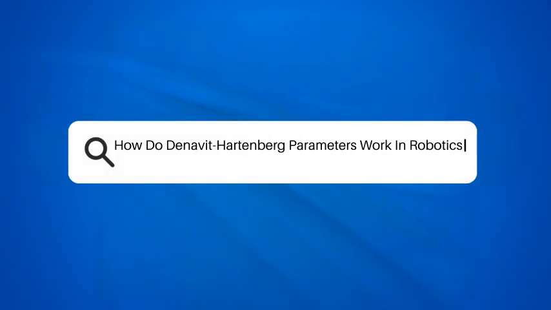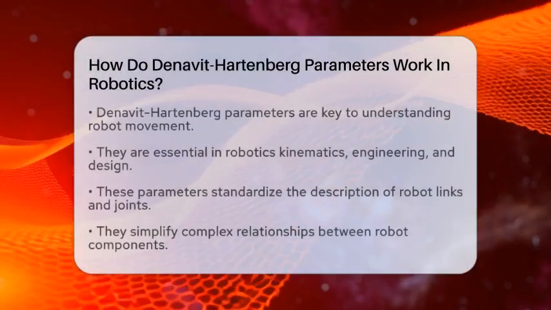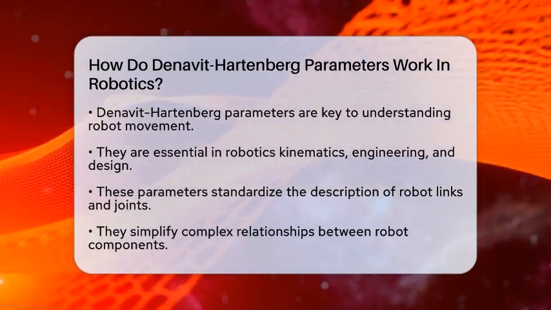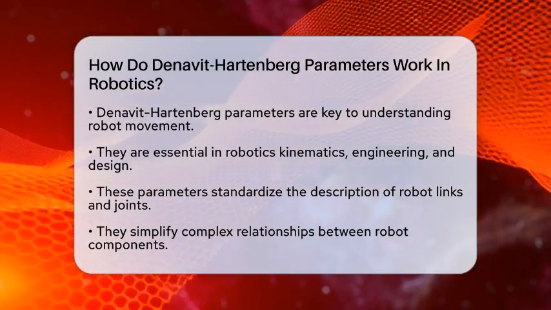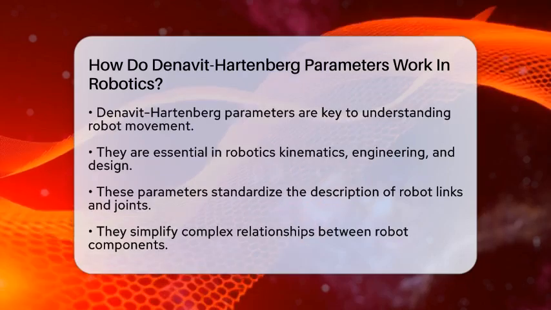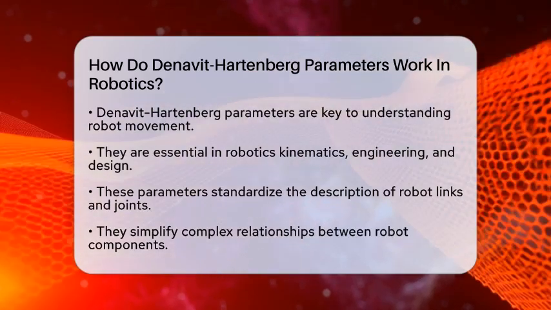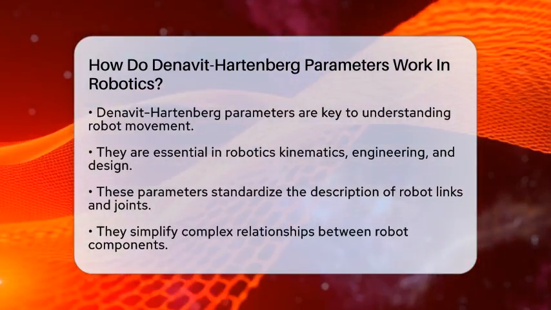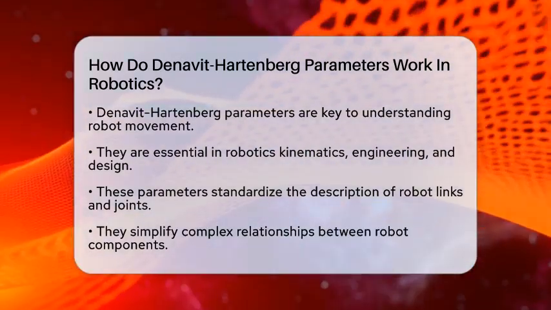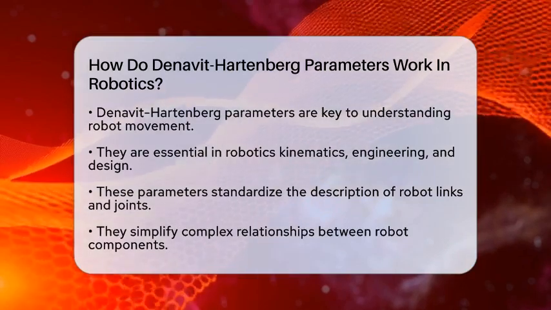How do Denavit-Hartenberg parameters work in robotics? Have you ever wondered how robots know where to move their arms and legs with precision? The answer lies in something called Denavit-Hartenberg parameters. These parameters are essential in the field of robotics, especially when it comes to robot kinematics, robotics engineering and development, and robot design and mechanics.